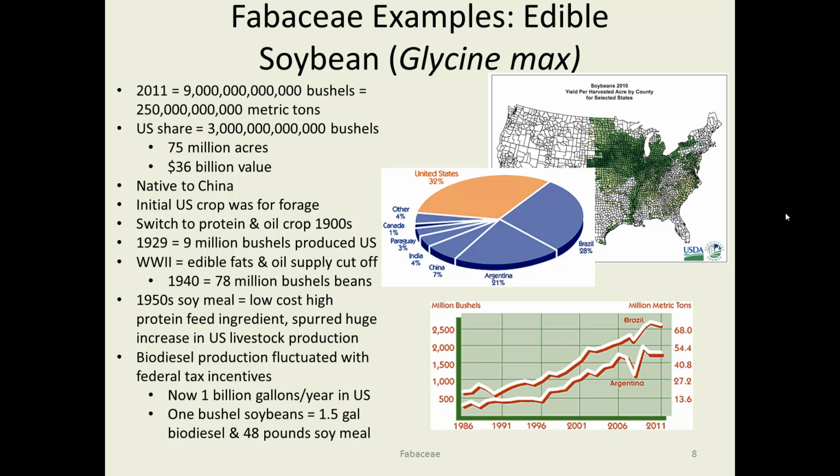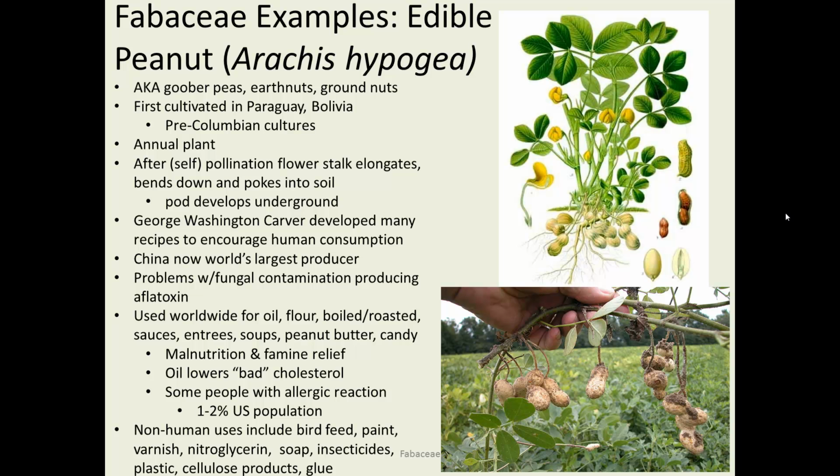Today, an additional important use is for production of biodiesel that has fluctuated over the years with the fluctuating degree of federal support. However, at this point, we're up to about 1 billion gallons of biodiesel a year being produced, and it takes about 48 pounds of soy to produce 1.5 gallons of biodiesel. So quite a bit of soy is going into biodiesel production today.